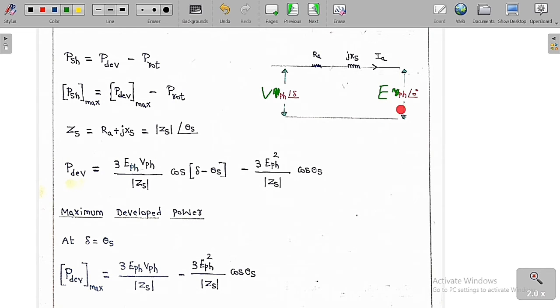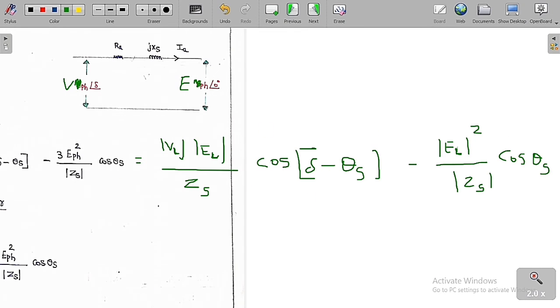So if you do this one, finally, I have already told you the amount of active power injected is nothing but mod of VL into mod of EL by mod of ZS cos of delta minus theta s minus mod of EL whole square by mod of ZS cos theta s. So this is the equation that you are going to get.